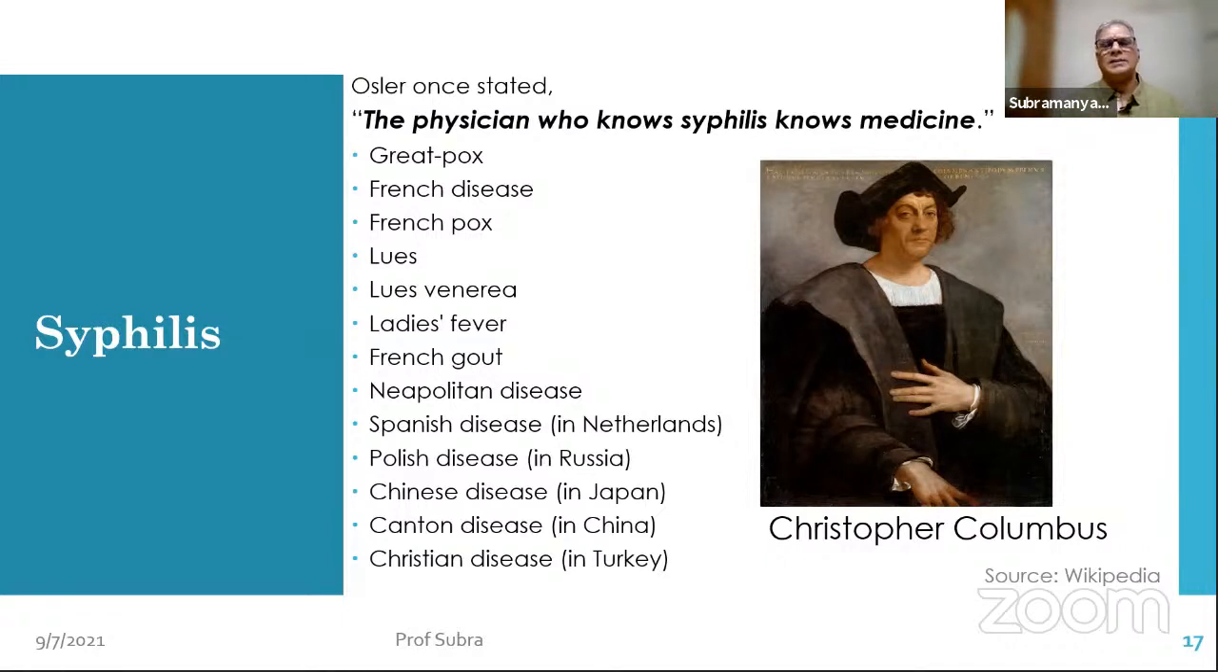If you look at the history of syphilis, there's a story behind why it's called French disease. They feel that this disease started when there was a war going on between the Neapolitans and the French. The Neapolitans apparently sent a lot of infected prostitutes to France to infect all the soldiers, so that they could have an advantage over the French in the war.